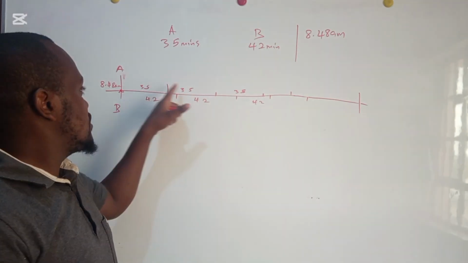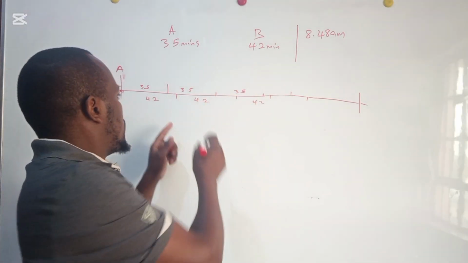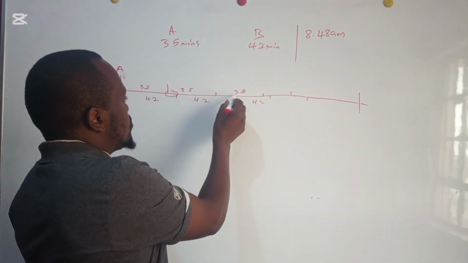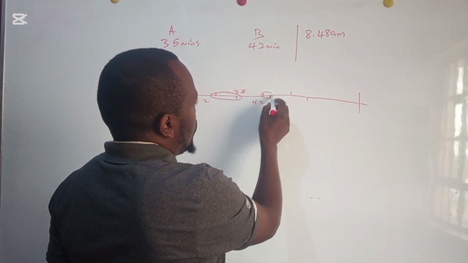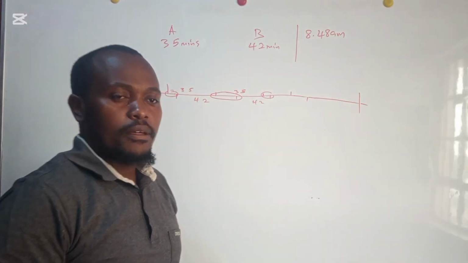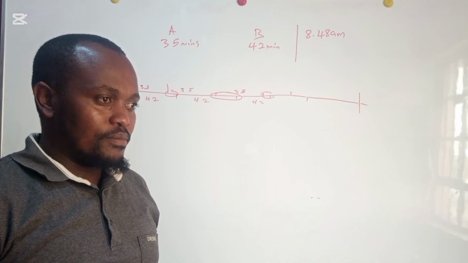This one, just 35, 35, 35. This one, 42, 42, 42. Probably there is a way this distance could get longer, sometimes get close, and so on and so forth. So first is to give you that scenario.